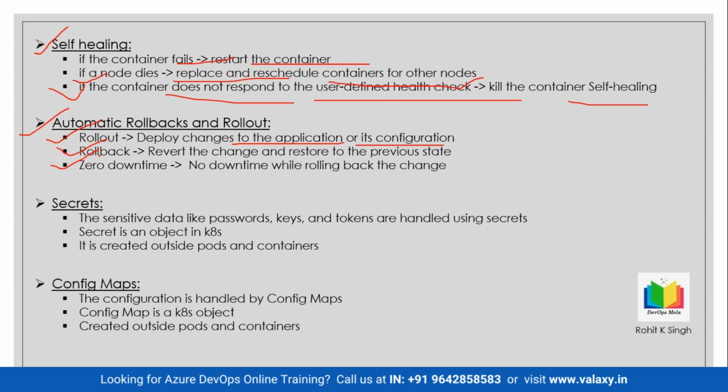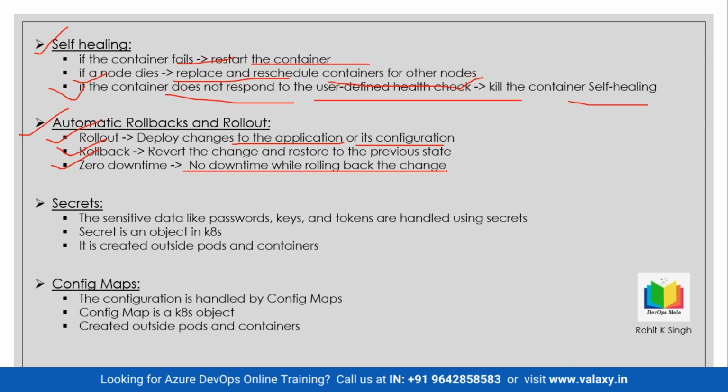Kubernetes also talks about zero downtime. So while deploying, no downtime. Kubernetes has multiple deployment strategies, and one of the strategies that gives zero downtime is known as rolling update. Just keep that in mind. Rolling update is a strategy in which Kubernetes suggests zero downtime. There's no downtime at all.